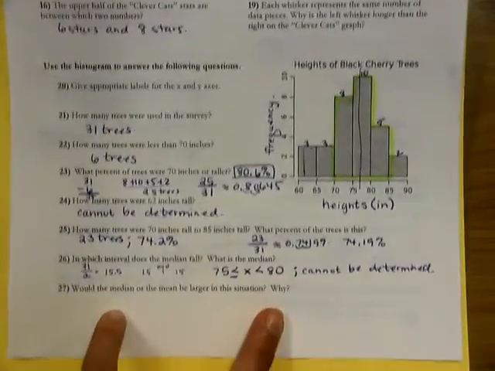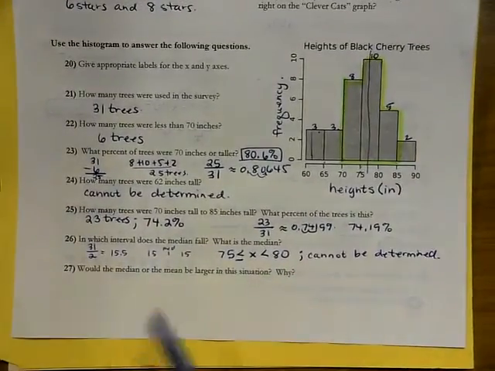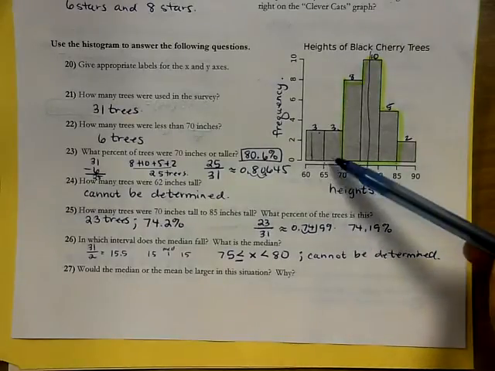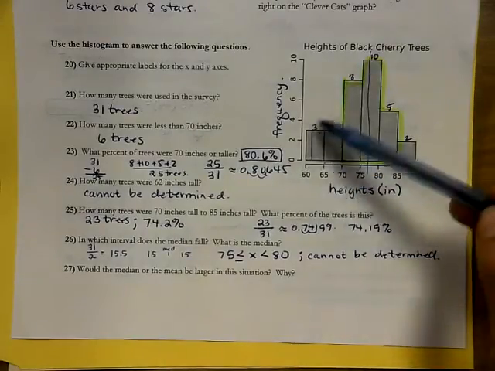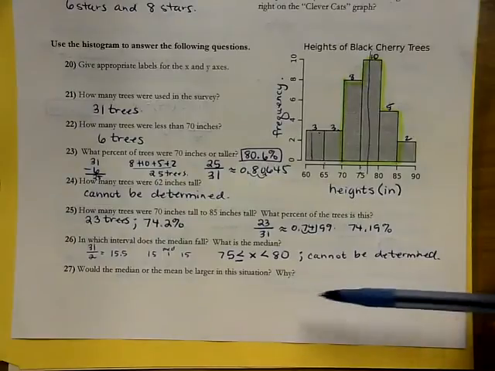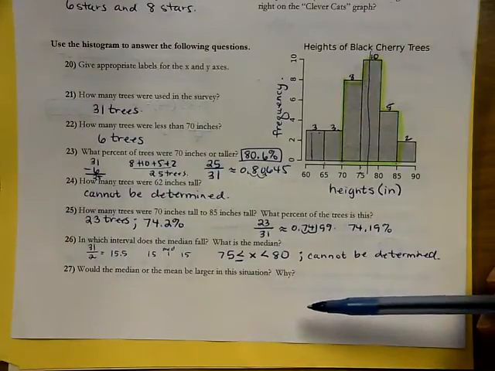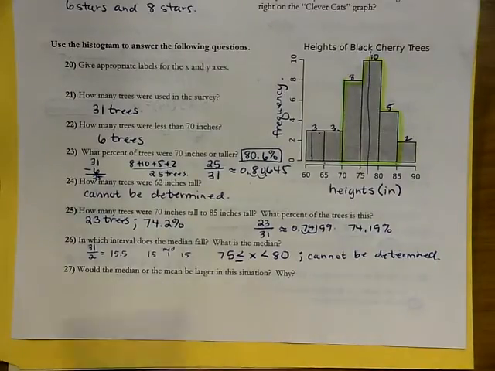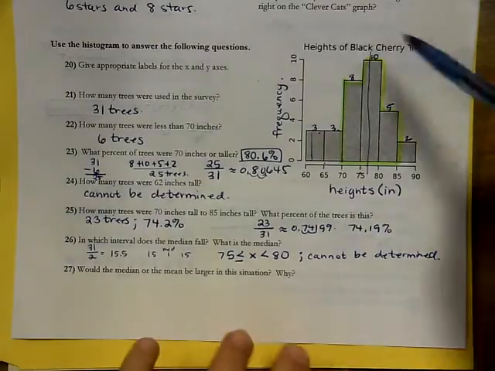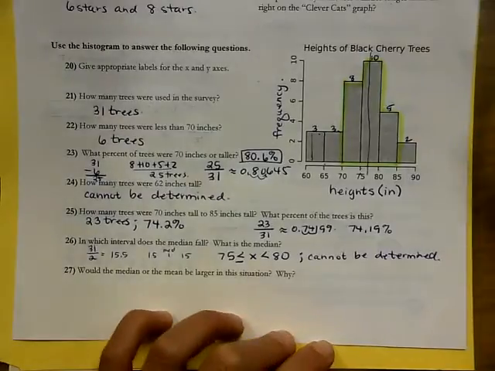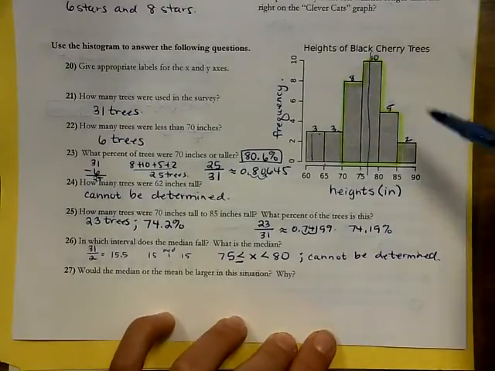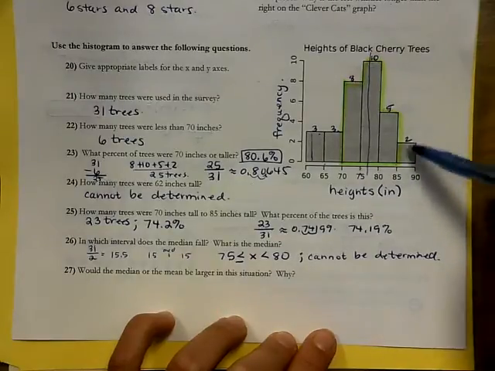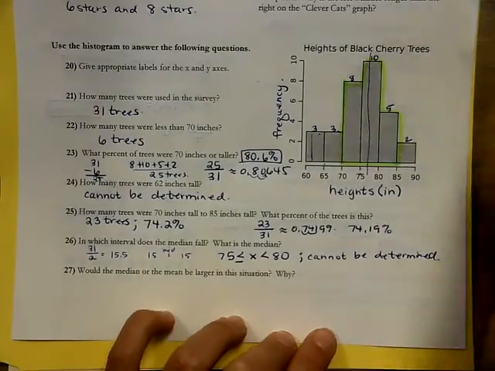Moving on to number 27, it said, would the median or the mean be larger in this situation and why? Well, right off the bat, we know we cannot calculate the actual median or mean from a histogram. Histograms give us a range, an interval, and a frequency within that interval. But we did talk about in class that an outlier pulls the mean towards the outlier. And when we look at histograms, sometimes we can tell whether or not there's an outlier. When I look at this one, I don't really know if I see an outlier. This one is pretty hard to determine.